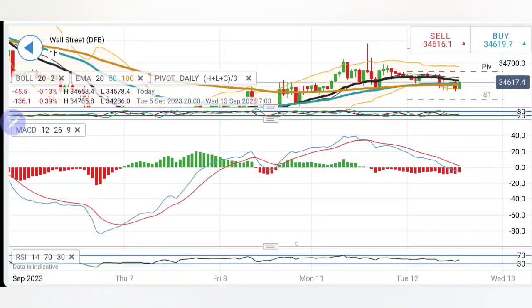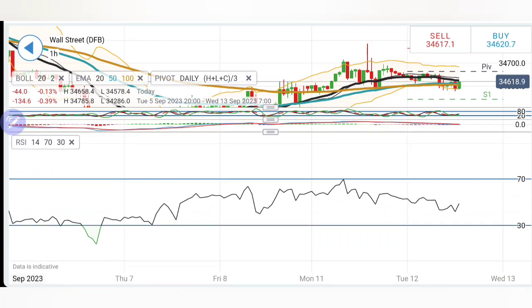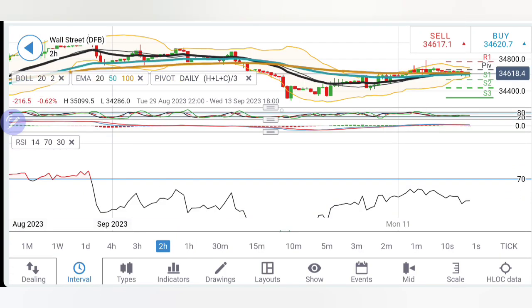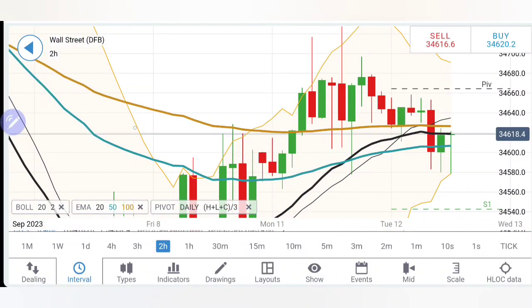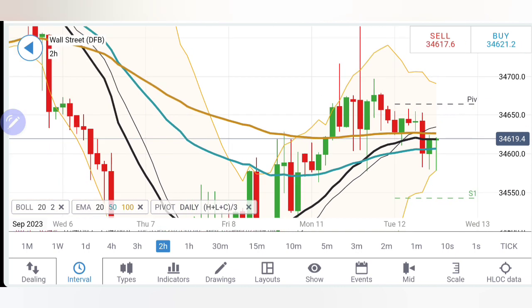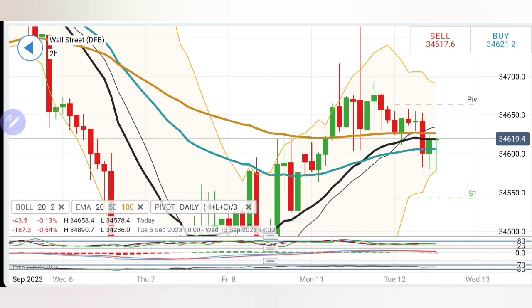Stochastic is rising here. MACD is in red. It may possibly converge. RSI is also rising, trying to indicate slight bullishness. Coming to 2-hour charts, what has happened? Triple bottom levels, it is trying to reverse. Possibly once it stays beyond 34,660 levels, more bullish momentum can be seen, and we can look forward to again 720 and 800 levels on the upside.